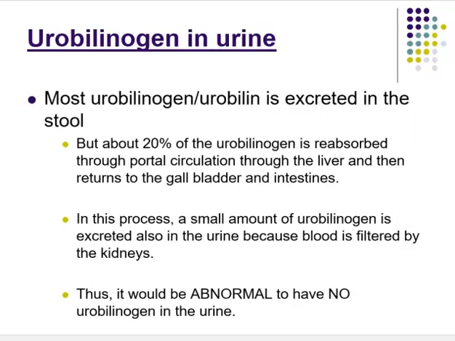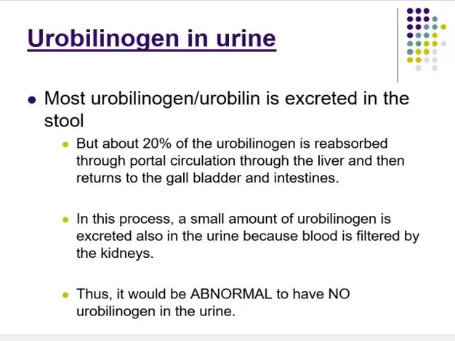Now let's talk about urobilinogen in the urine. Most urobilinogen is excreted in the stool, but about 20% is reabsorbed through the portal circulation through the liver and then returns to the gallbladder and intestines. In this process, a small amount of urobilinogen is also excreted in the urine because blood is filtered by the kidneys. Thus, it would be abnormal to have no urobilinogen at all in the urine.